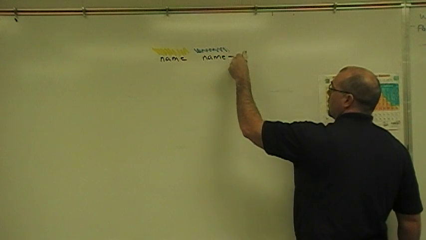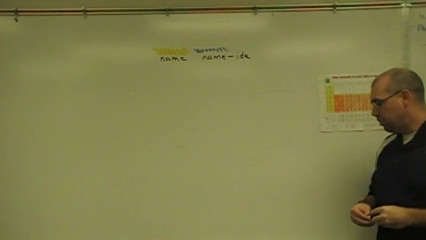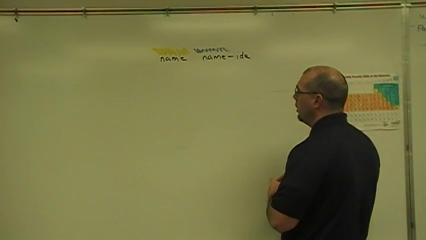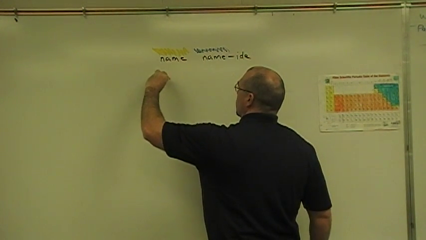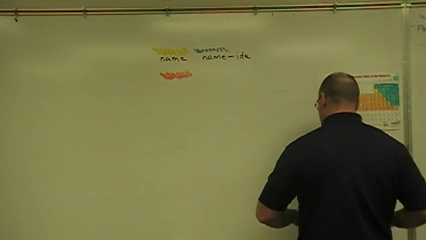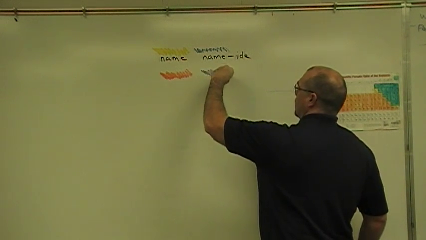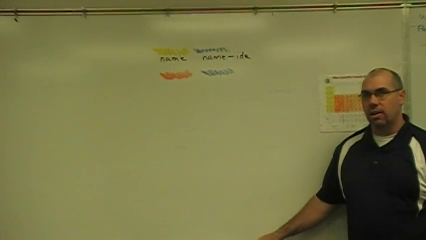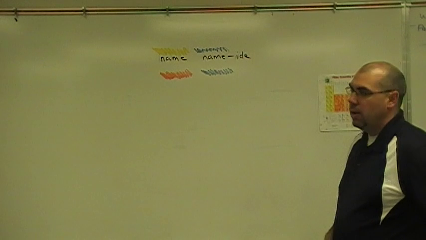You take the name and -ide it. Okay? Now the next category of ionic compound we want to talk about are oranges. They include oranges. Now if we have orange and we have blue, okay, we have to add a characteristic to the name.